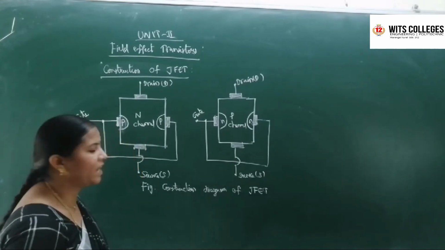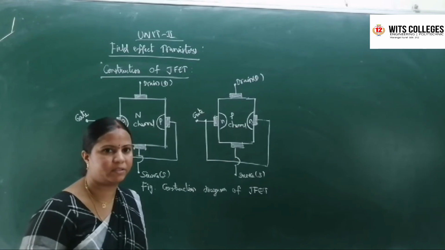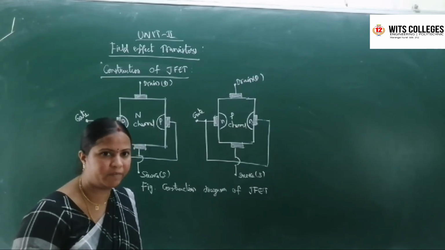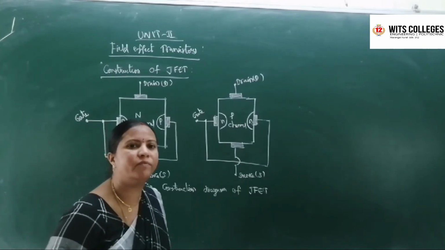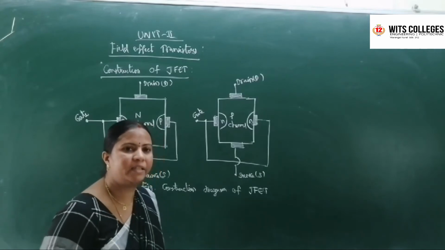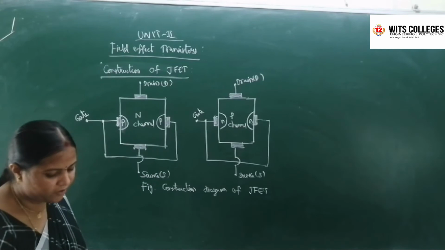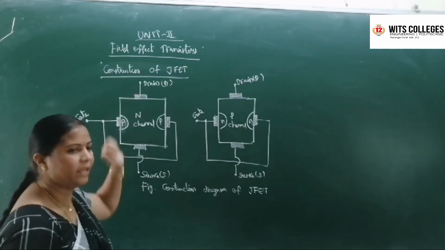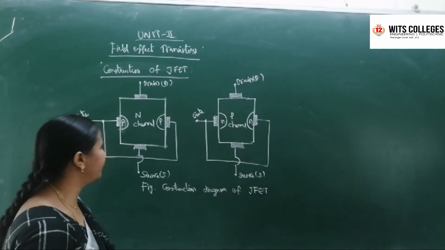A field effect transistor is a three-terminal unipolar semiconductor device. Why do we name it a unipolar semiconductor device? In a field effect transistor, the current conduction takes place with only one type of charge carriers, either electrons or holes. So coming to the construction of JFET, we have three terminals: source, gate, drain. How do we construct the field effect transistor?